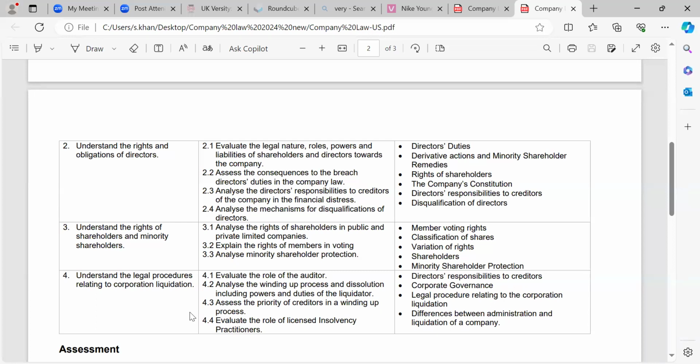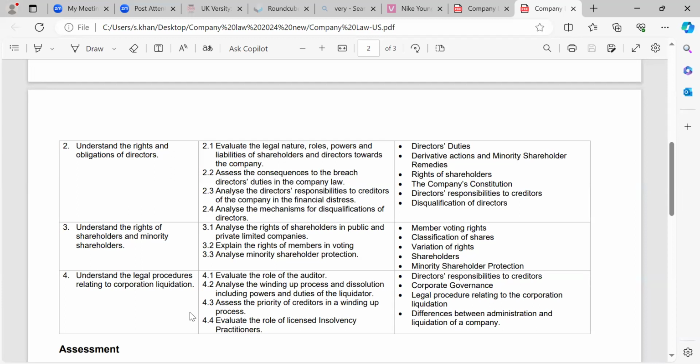So we looked at 2.1. We looked at evaluating the legal nature, roles, powers and liabilities of shareholders and directors towards the company. So we looked at the legal nature: shareholders are the owners of the company holding equity interest in the business. We looked at the roles of shareholders and the key roles that they play. We also looked at the powers of shareholders, where they have the power to vote on company resolutions at general meetings. We also looked at the liabilities of shareholders, so they're generally limited to the amount they have invested in the company's shares.